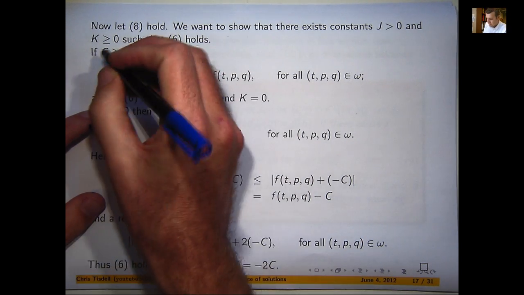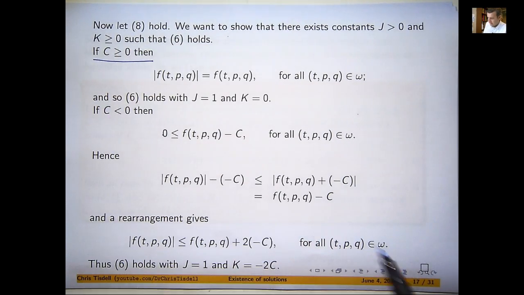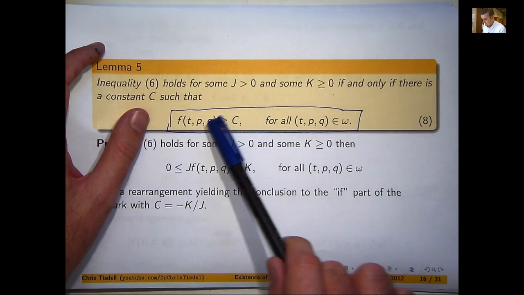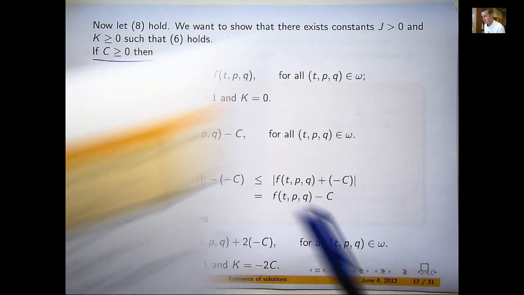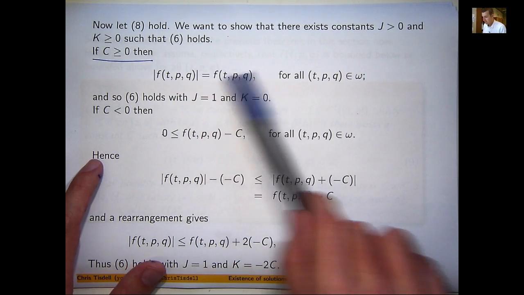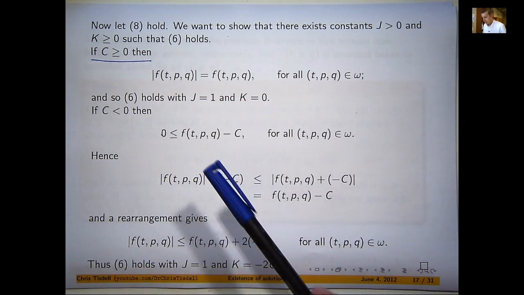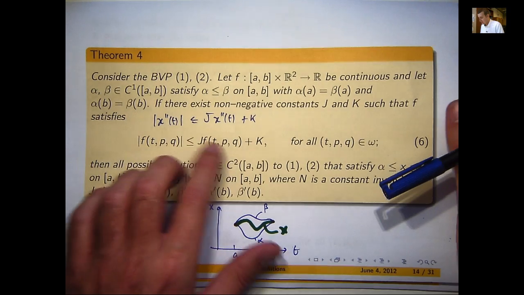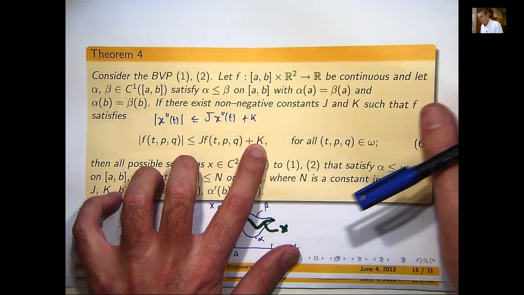Okay, so there's 2 cases that I've discussed. If c is greater than or equal to 0, then this left-hand side has to be non-negative. So the absolute value of f is just equal to f on this set. And so 6 will hold with big J equals 1 and k equals 0.